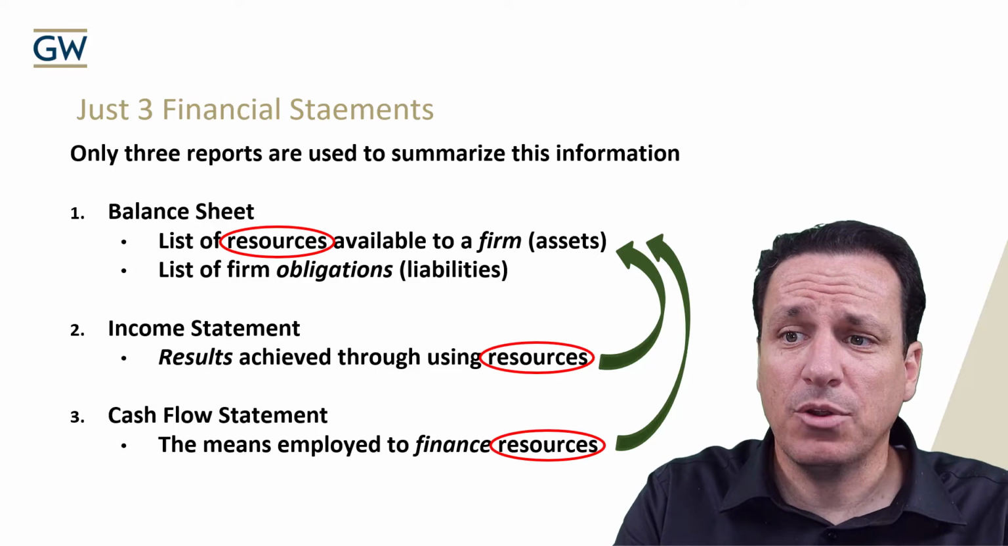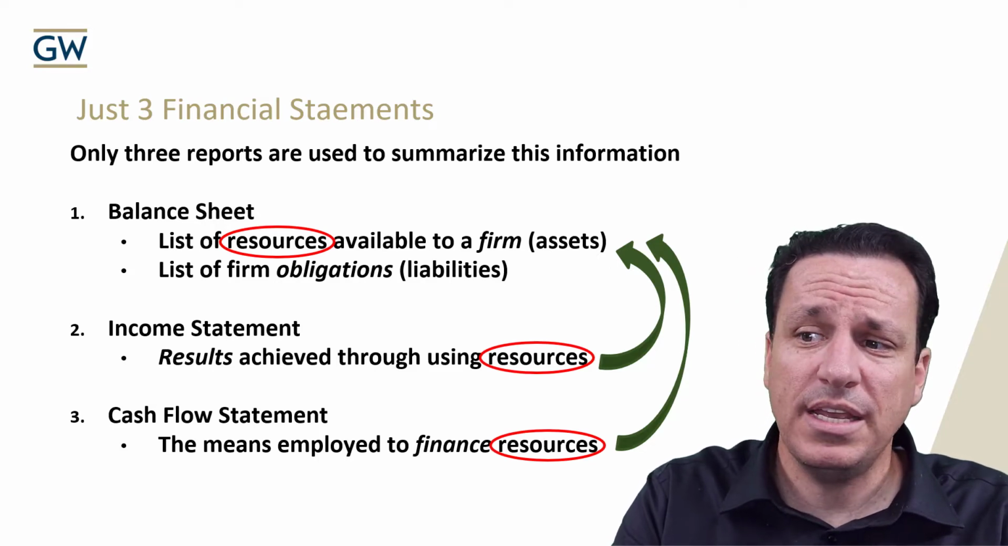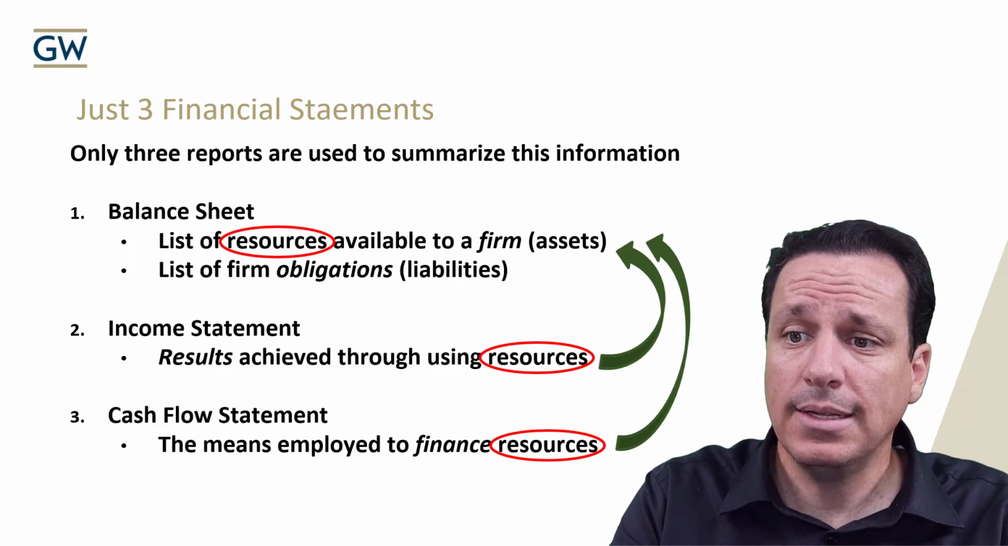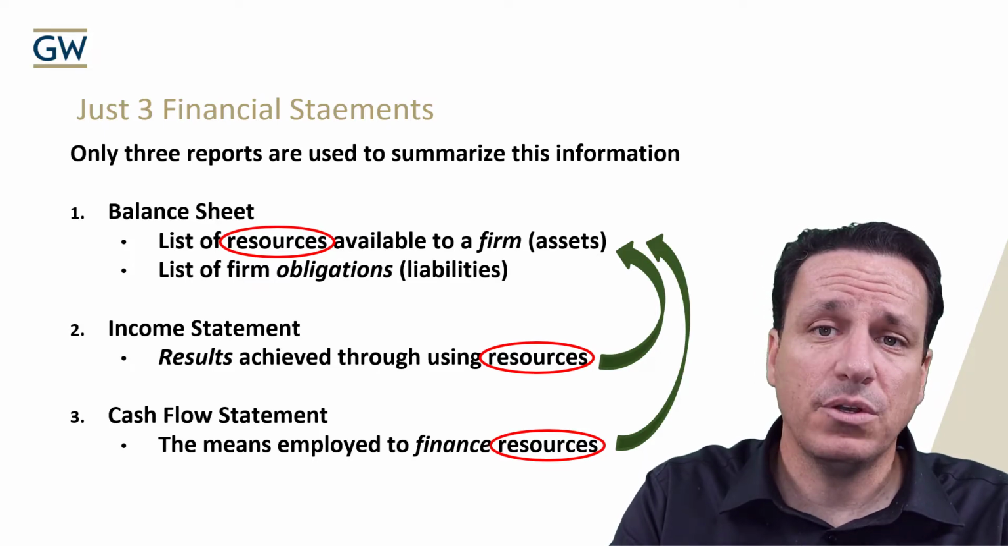Balance sheet is economic resources under our control. Income statement is the results achieved using those resources. What did we gain by using those resources in the year, and cash flow is how we finance those.